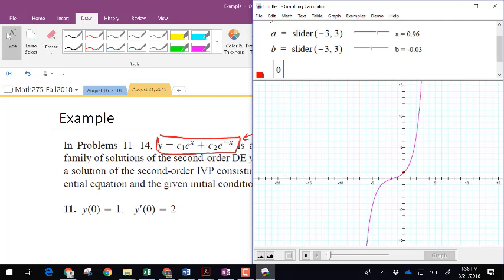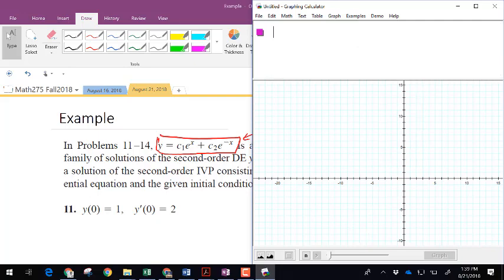So now I have a second initial condition that says y prime of 0 is equal to 2. Now, I don't know if I can draw that. How would I represent that? Let's see. How about a line passing through this point and has slope of 2? What's the equation of that line? 2x plus 1, shifted up 1. So I'm just going to use this as a guide.